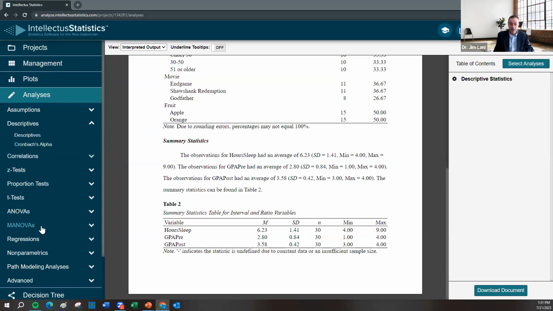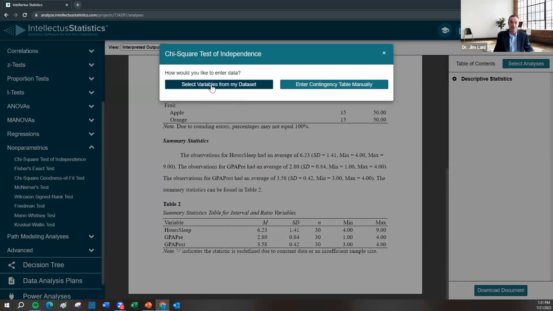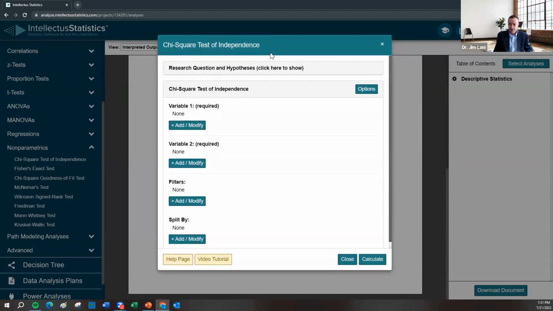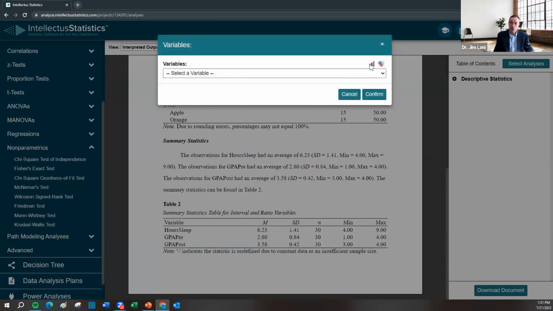Terrific. All right, now let's go to another very common test, which is a chi-square test. A chi-square test is considered a non-parametric test, and I'll go to chi-square and select that data from those variables from my data set. So in this chi-square dialog box, I have to put in variables. Variable 1 is required, and variable 2. So here, I'm going to select variable 1. Notice it's only taking ordinal and nominal. Okay. All right, and I'll select variable 2. I'll take movie.